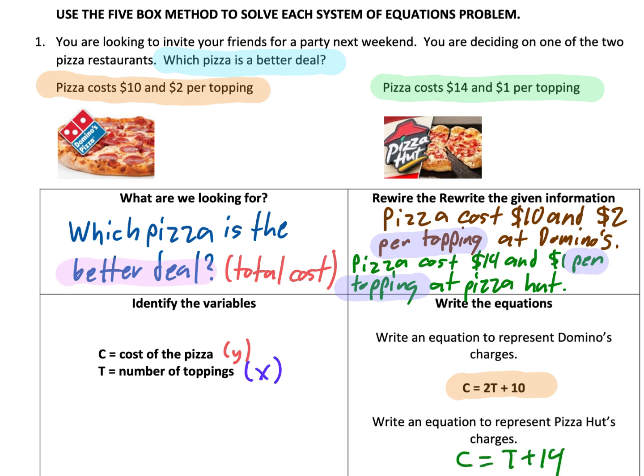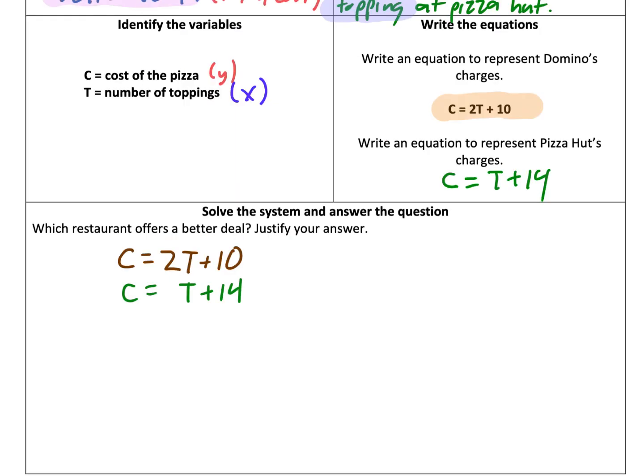For the second equation, at Pizza Hut, the total cost is the initial cost of $14 plus $1 times the number of toppings. Since we do not have to write a 1 in front of the variable, we can write c equals t plus 14 in slope-intercept form. Now let's solve the equation using the information we have been given.